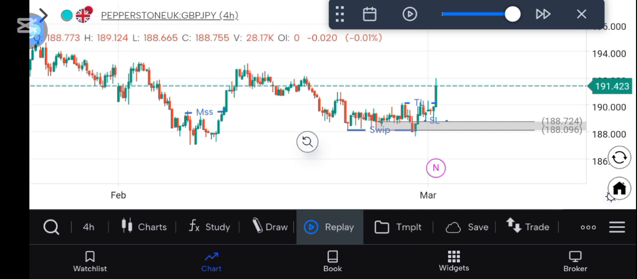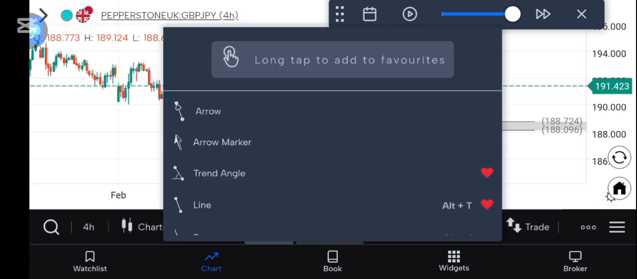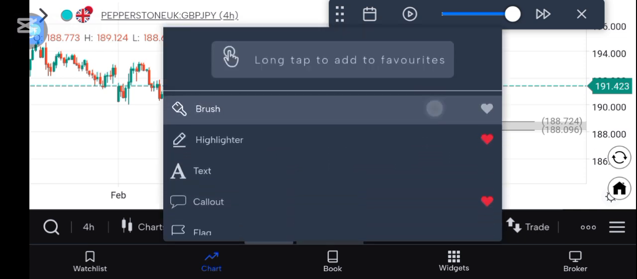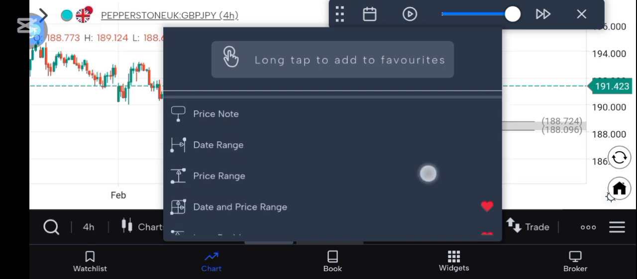So here now, this market has already broken structure. So let me draw the POI. Here we go.